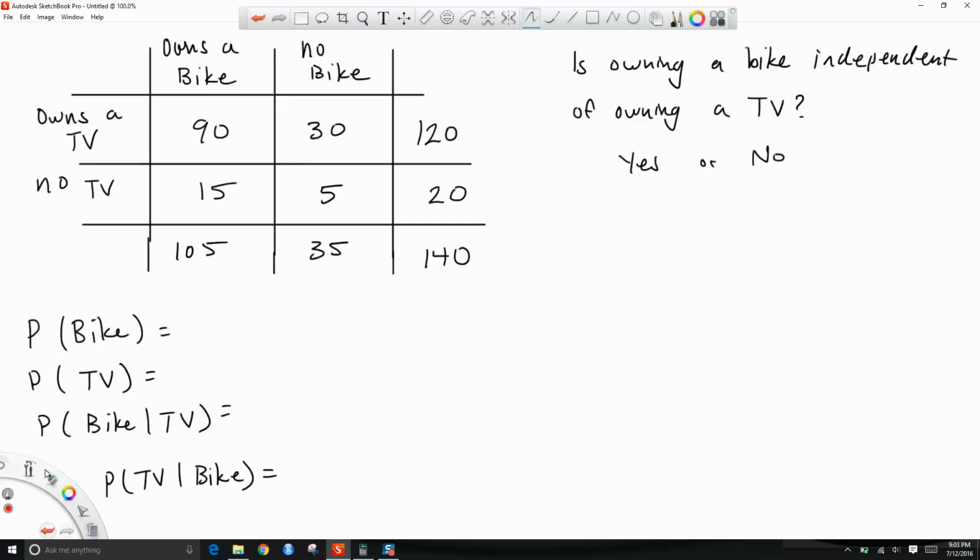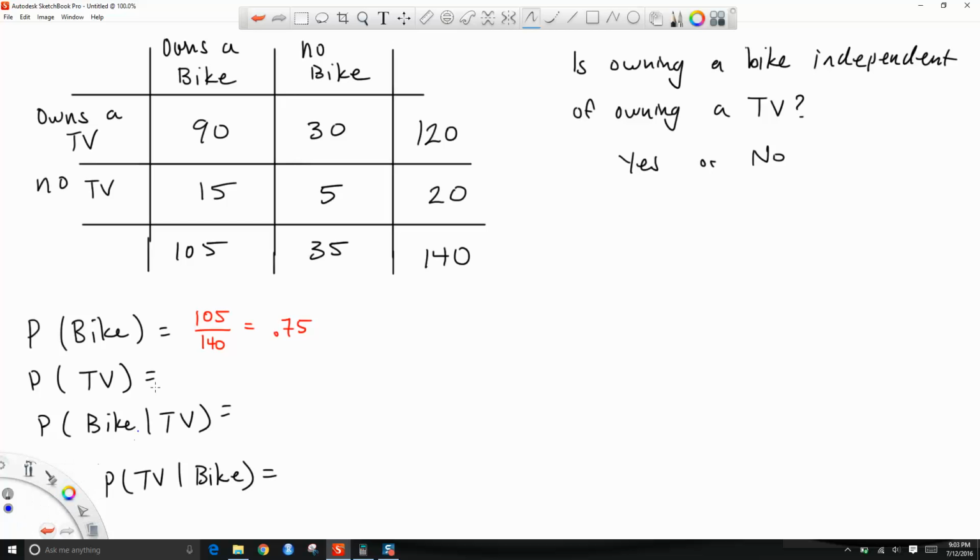What's the probability that if we pick someone at random, that someone owns a bike? We have a total of 105 people who own a bike, and how many people total in the table? 140. If we do this calculation, we would get 0.75. So that's the probability that someone owns a bike overall, if we just pick someone at random.